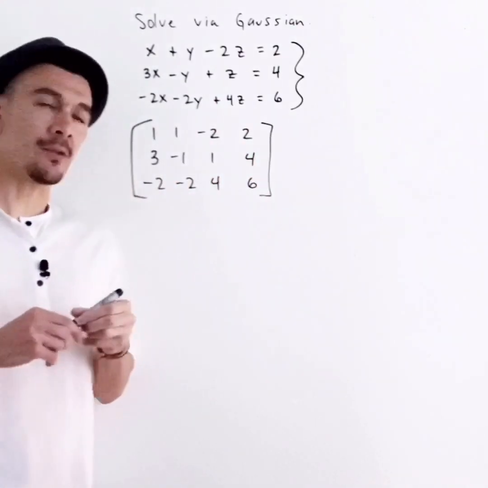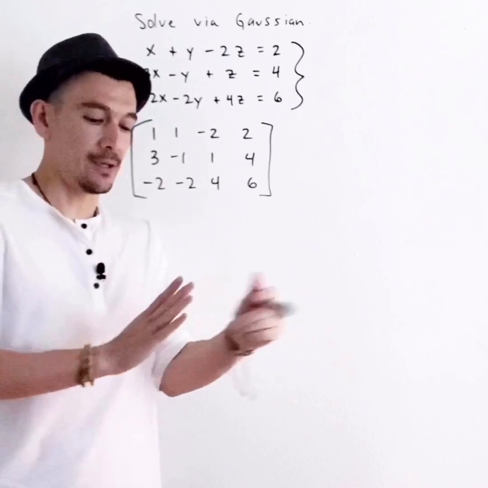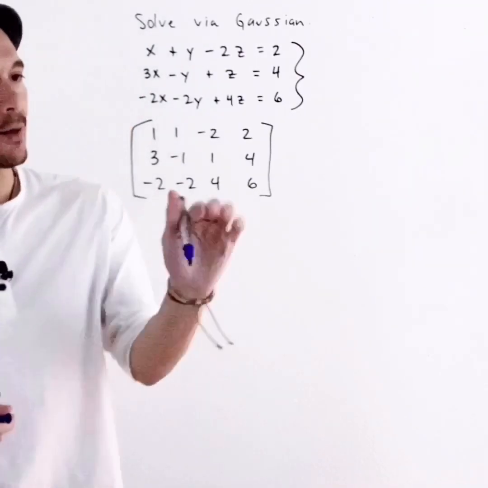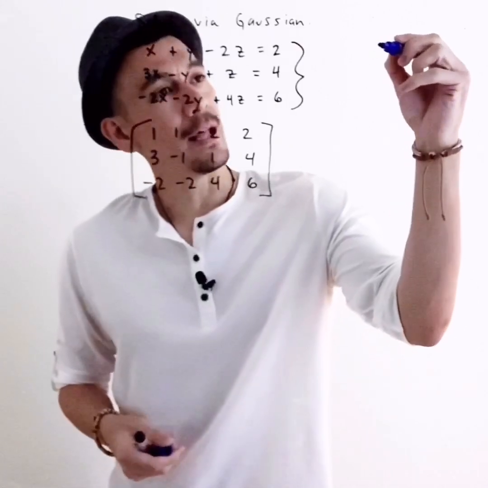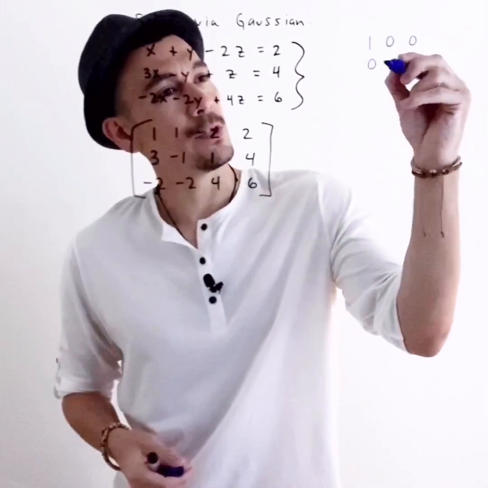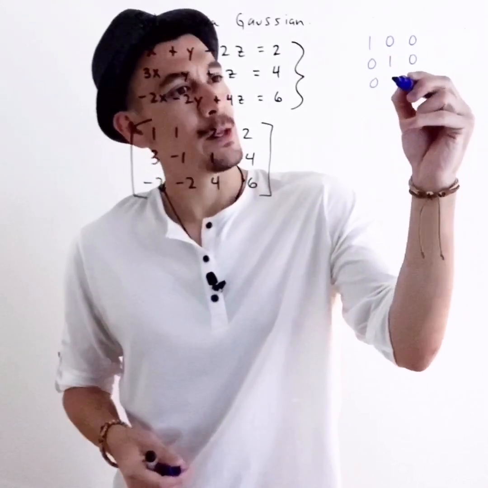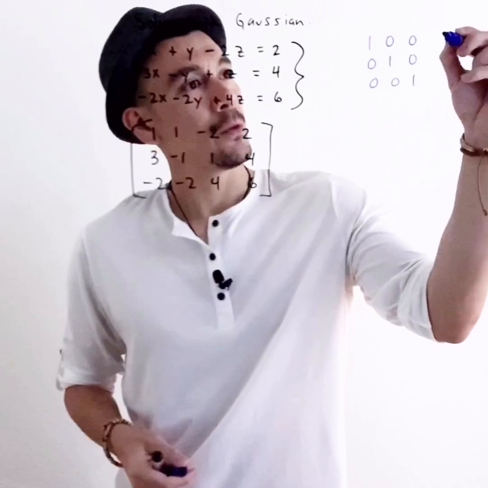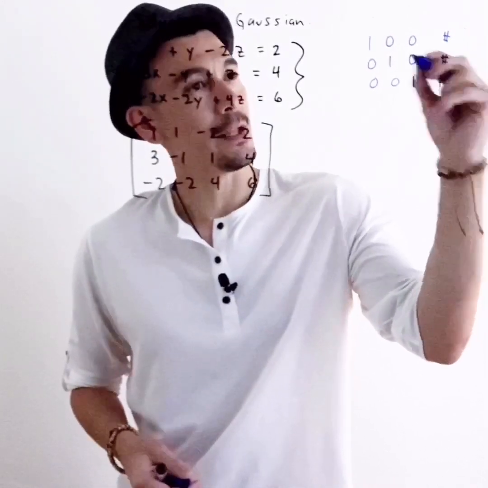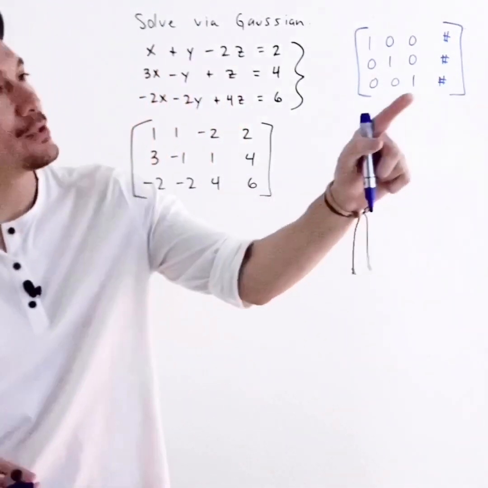Now we do know that this says Gaussian. It doesn't say Gauss-Jordan. It wants Gaussian. So we're done when our augmented matrix looks like row echelon form, which is 1, 0, 0, 0, 1, 0, 0, 0, 1, with some numbers here. So let's turn our augmented matrix, if we can, into this form.